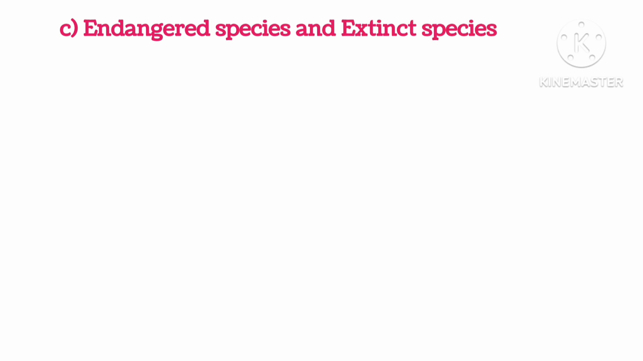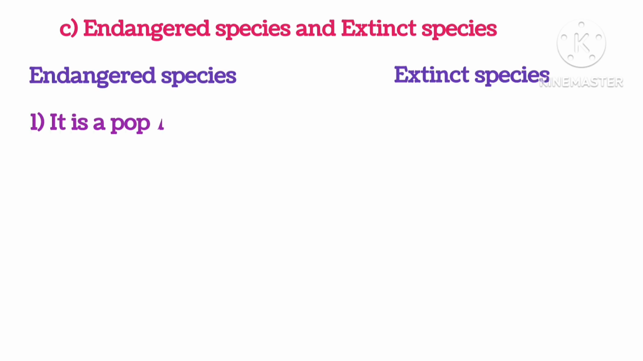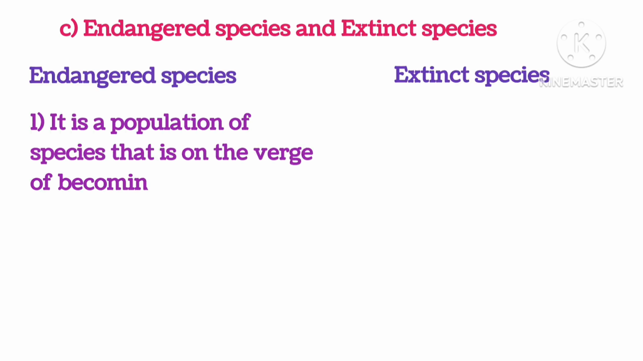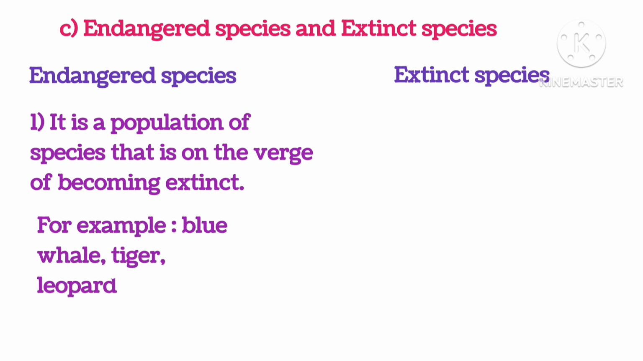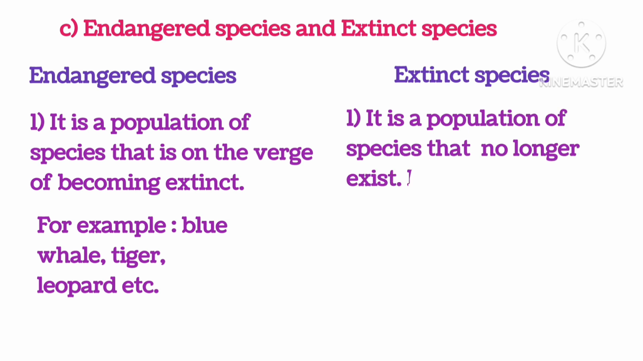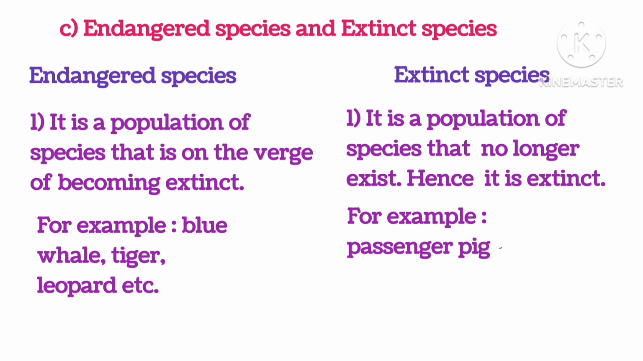Difference between endangered species and extinct species. Endangered species is the population of a species that is on the verge of becoming extinct. Examples are blue whale, tiger, leopard, etc. Extinct species is a population of species that no longer exists, that is, they are extinct, like passenger pigeon, dodo, etc.